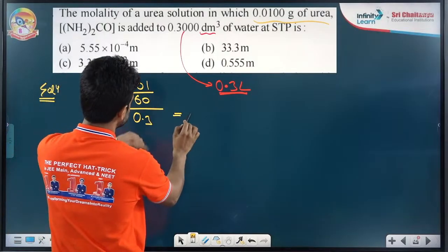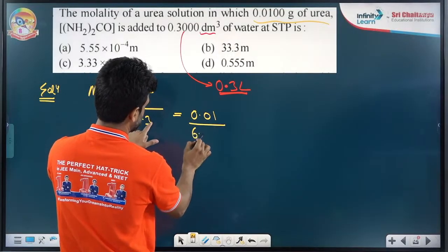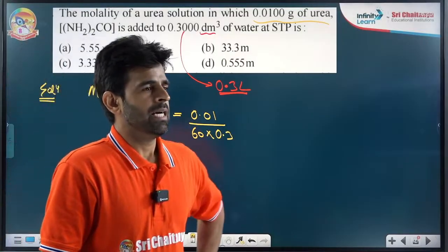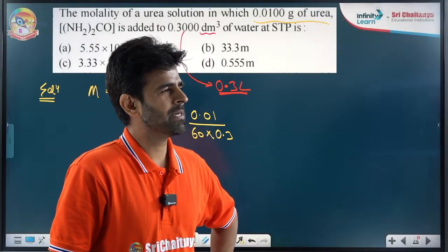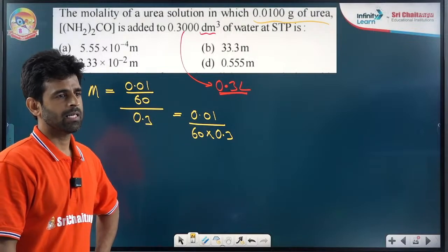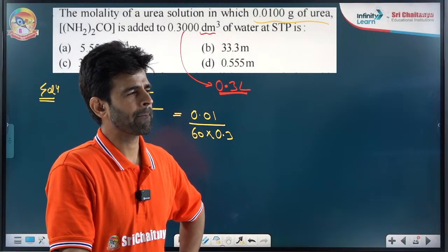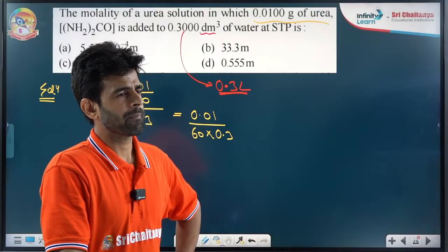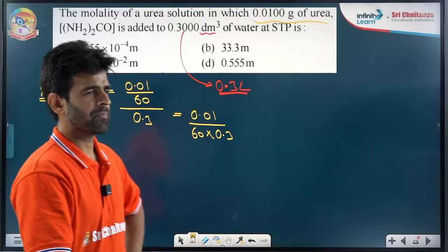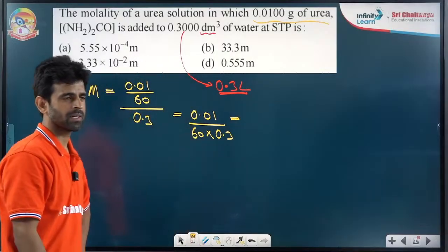What's coming from here? Yes, beta. 0.01 divided by 60 into 0.3. Fine. What's coming? Yes, everyone. What's the final answer? Tell me. If you solve this, what's coming? Fast. Give me the final answer. Yes, beta. Make it fast. What's the answer coming?